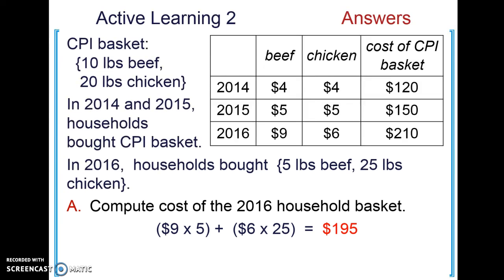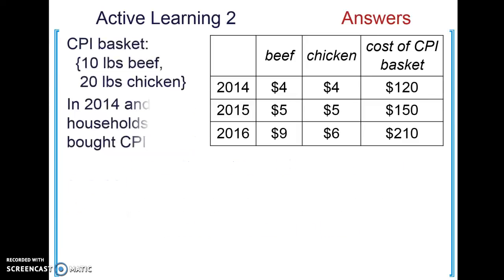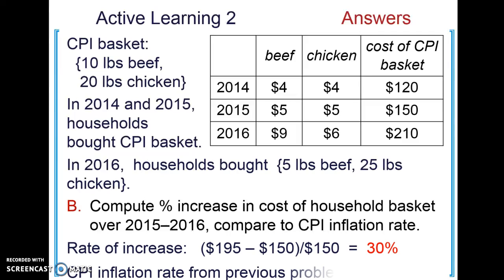So computing the cost of the 2016 household basket is $195, and the percentage increase in cost over this time frame, comparing it to the CPI inflation rate, the rate of increase would be 30%, and the CPI inflation rate from the previous problem is 40%.